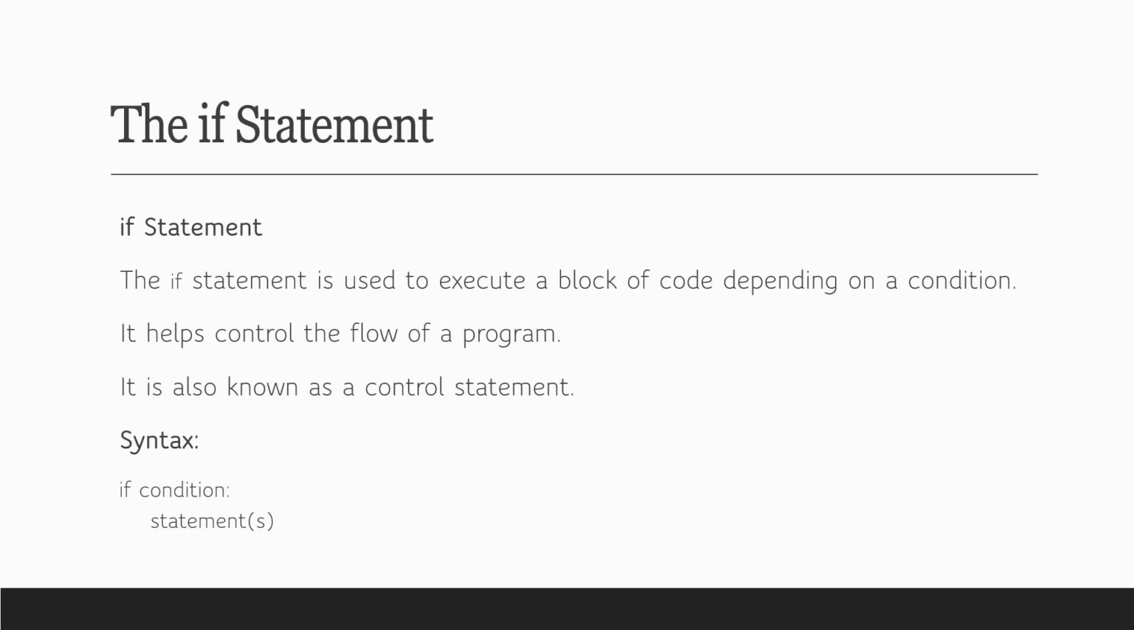The if statement. The if statement is used to execute a block of code depending on a condition. It helps control the flow of a program. That is why it is also known as a control statement. Now let us look at the syntax. If condition, then the statements under it are executed. This means the block of code runs only when the condition is true.